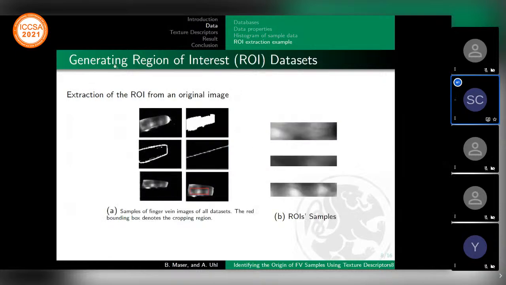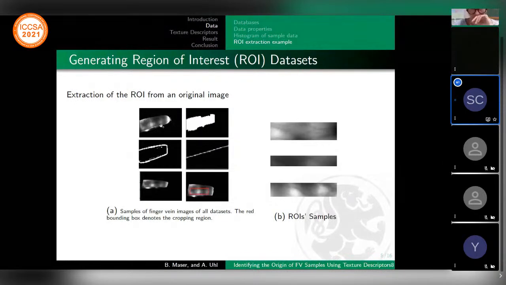Next we present the generation of the region of interest. Basically, in short, first the finger is segmented, and then it is aligned horizontally in the image, so it's fitted, and then we crop an image patch that is centered at the center of mass of the segmented image. Here on the right side, we can see 3 examples.